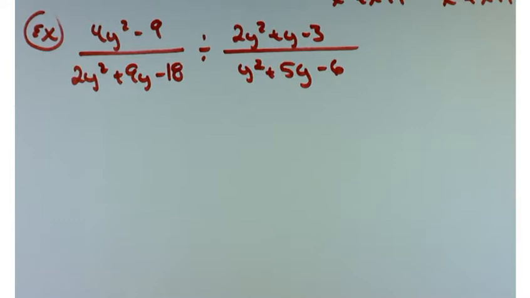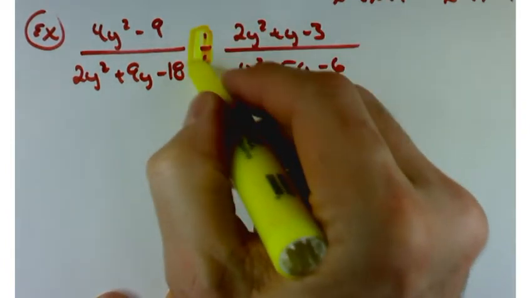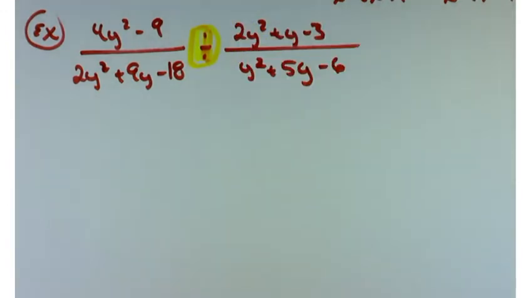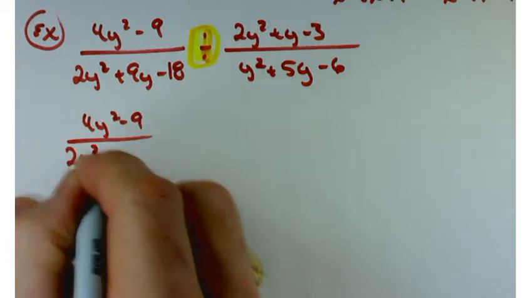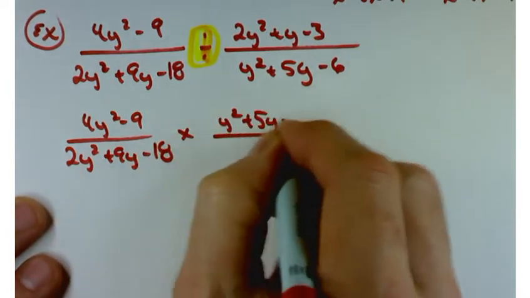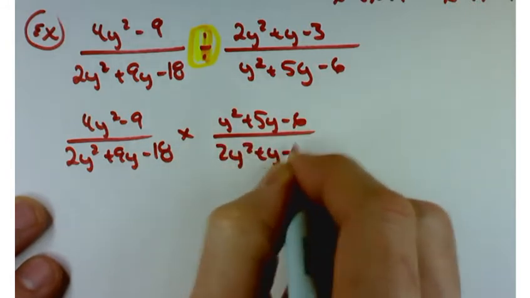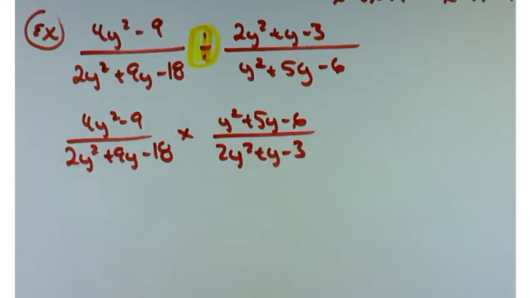But one thing that's going on that you need to pay attention to the most is that it's a division here. Right? You're dividing these two things. How do you handle division? Thank you. So you multiply by the second fraction. Thank you, Maha. So it's going to be 4y squared minus 9 over 2y squared plus 9y minus 18 times y squared plus 5y minus 6 over 2y squared plus y minus 3. Now, if you're really good, you could start the factorization at this point too. But in terms of factorization, let's go for the low-hanging fruit first, the easy picking stuff.